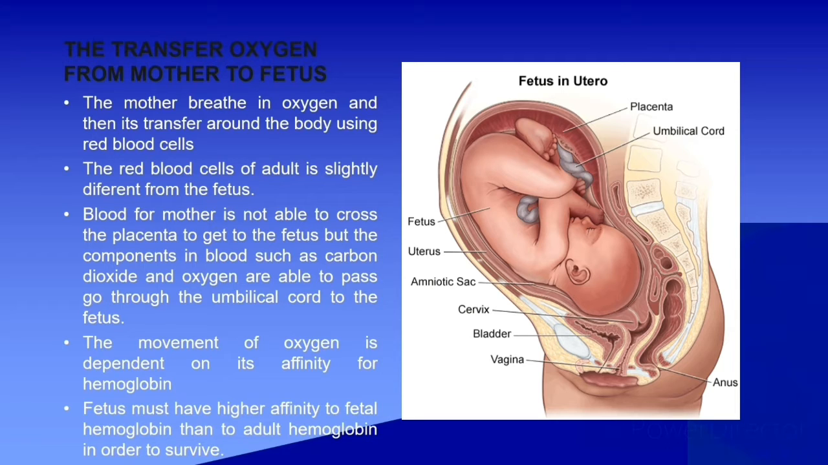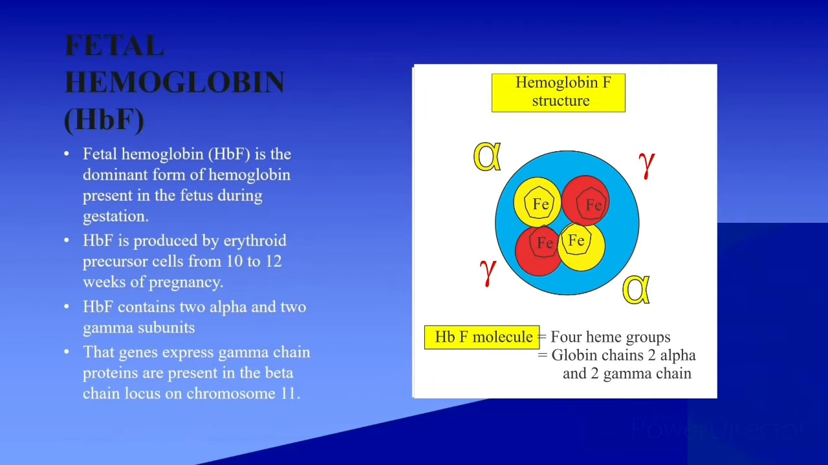The movement of the oxygen is dependent on the affinity for hemoglobin. The fetus must have higher affinity to fetal hemoglobin than adult hemoglobin in order to survive. Now is fetal hemoglobin. Fetal hemoglobin is the dominant form of hemoglobin present in the fetus during gestation.